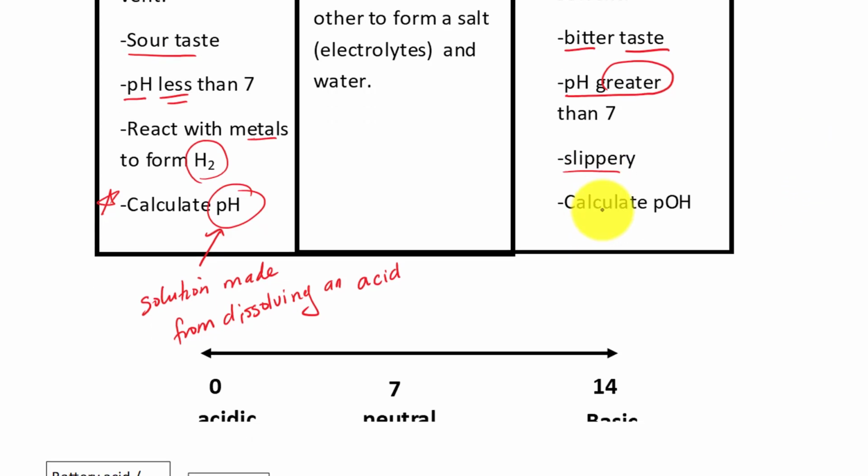And now let's talk about calculation. When you have a solution that's made from dissolving a base, you have to calculate the pOH first. You cannot calculate pH directly from a solution that's made from a base.